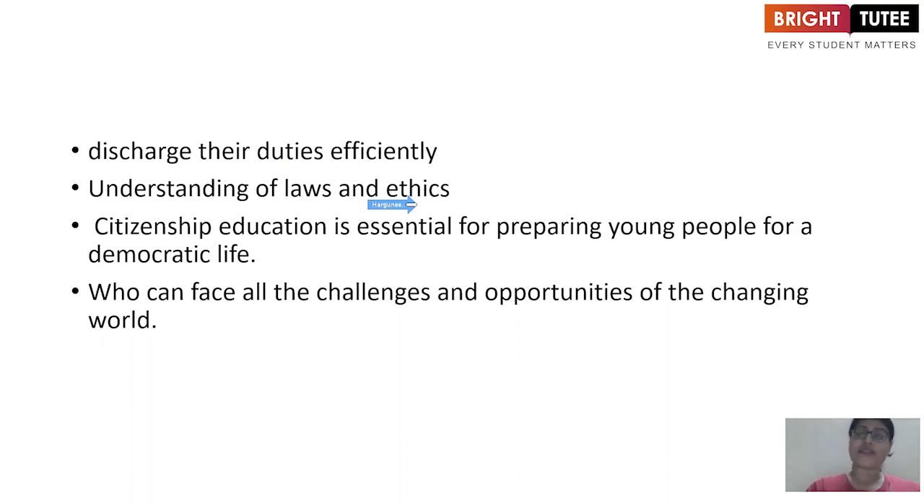So this is again a very major citizenship aim which can be satisfied if education is provided to students of our nation. Citizenship education is essential for preparing young people for a democratic life. India is a very big democracy where the government is by the people, for the people. So it's important that this is kept in mind.